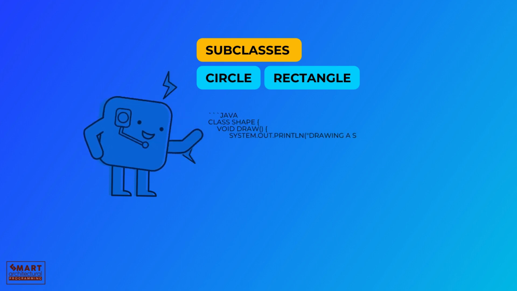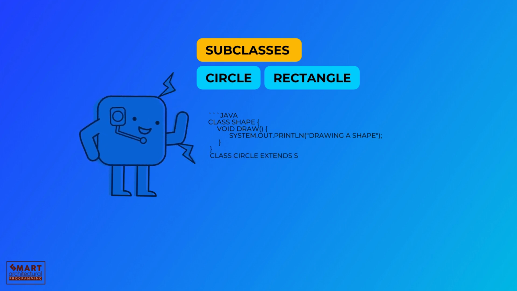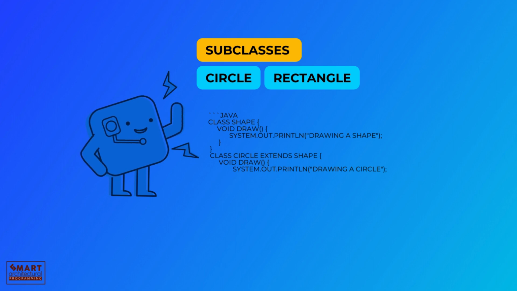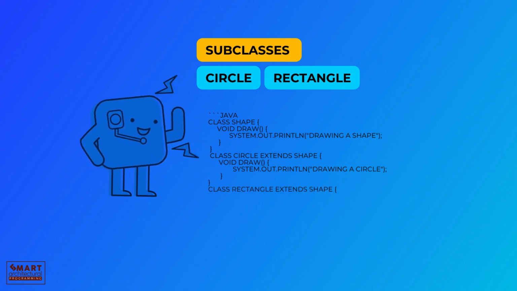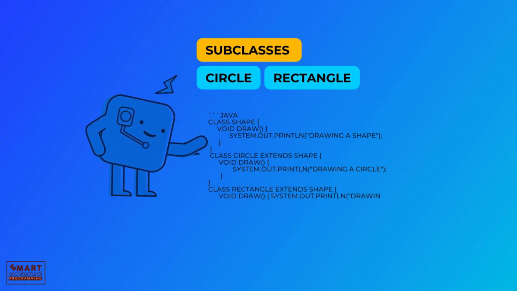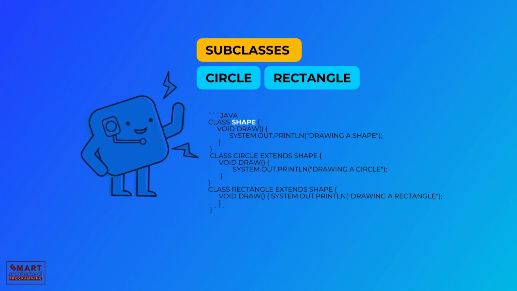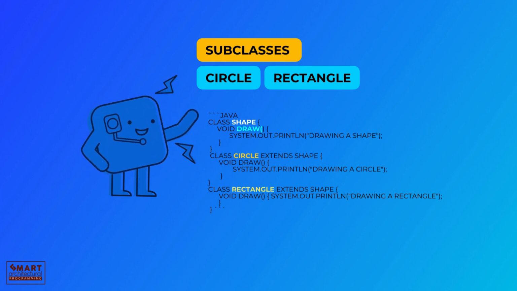Java: class Shape { void draw() { System.out.println("Drawing a shape"); } } class Circle extends Shape { void draw() { System.out.println("Drawing a circle"); } } class Rectangle extends Shape { void draw() { System.out.println("Drawing a rectangle"); } } By extending the Shape class, both Circle and Rectangle inherit the draw method, allowing us to create different shapes easily.